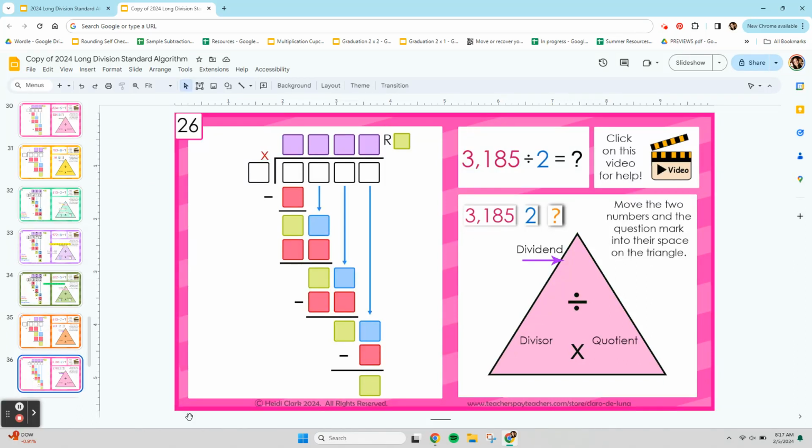Hi, everybody. Let's do 3,185 divided by 2.